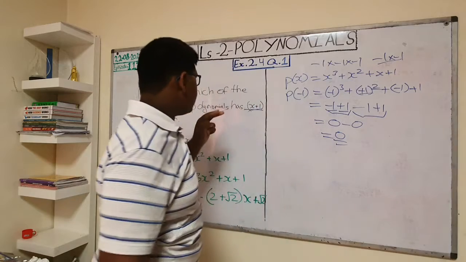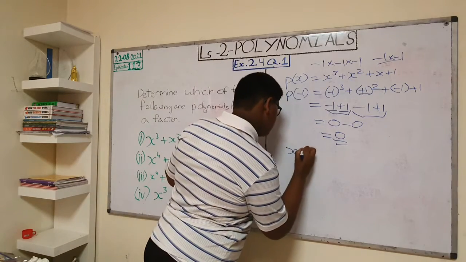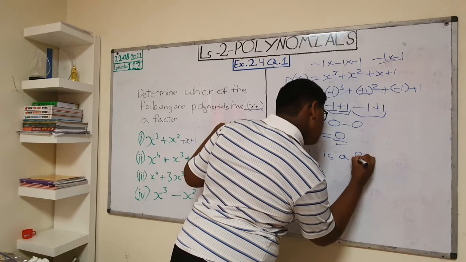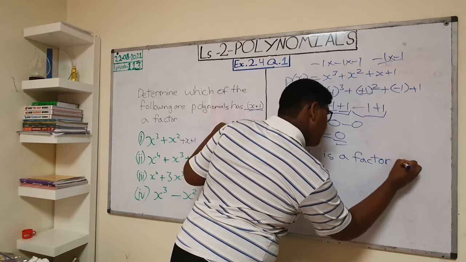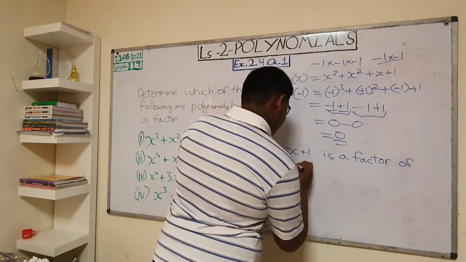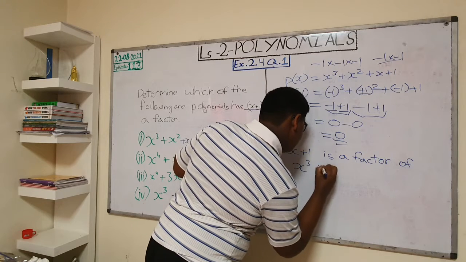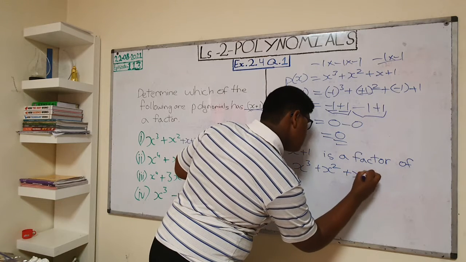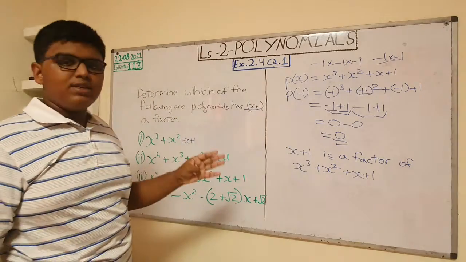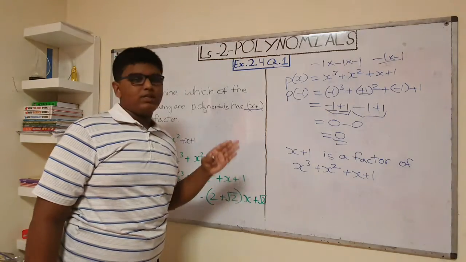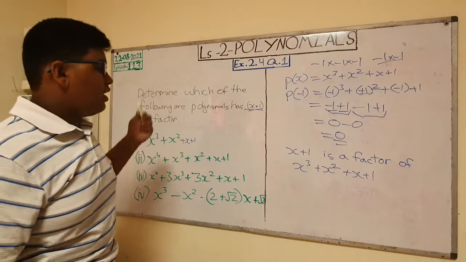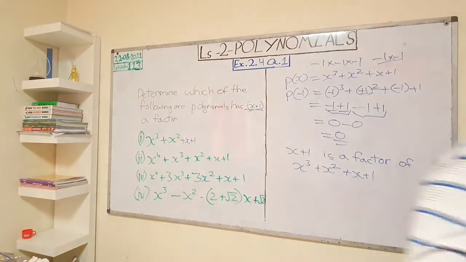So we can tell that x plus 1 is a factor of x cube plus x square plus x plus 1. Okay, so we can tell that x plus 1 is a factor of x cube plus x square plus x plus 1. So now let's continue with question number 2. I will erase this and then let's continue.